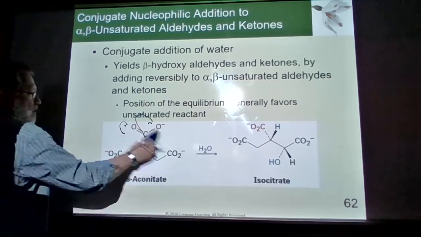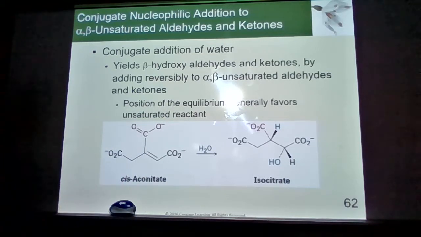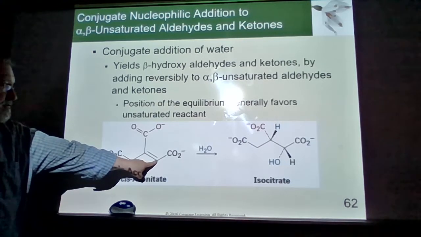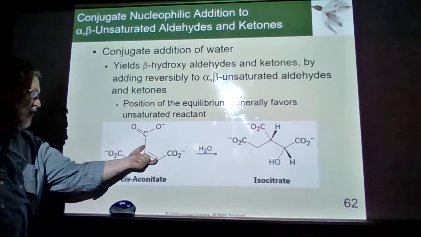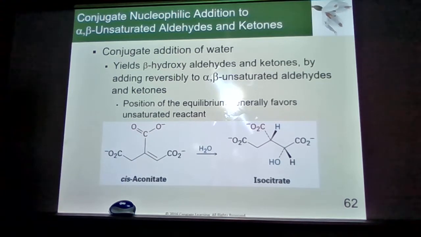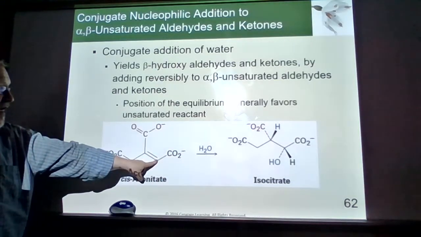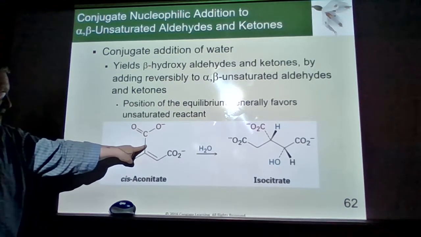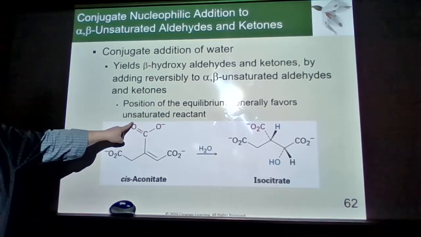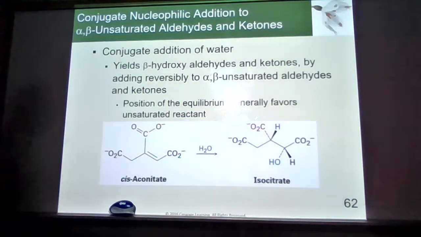We can add water in a 1,4 addition. So here's the alpha, there's the beta. We can add 1,4 water to an alpha beta unsaturated aldehyde or ketone. So this adds to this beta position. Electrons kick up there, this kicks up here, gives us this hydroxy compound.